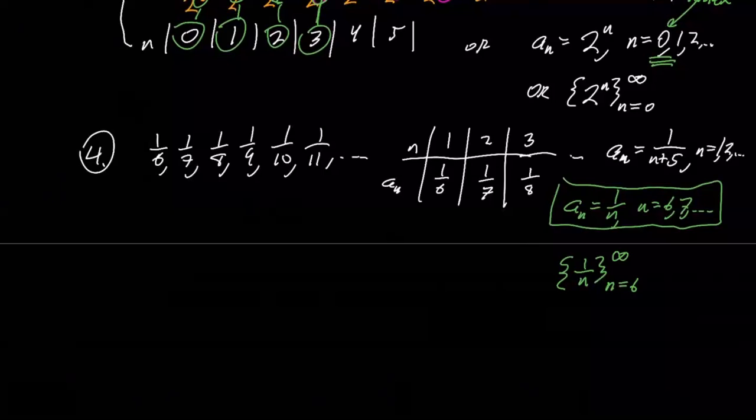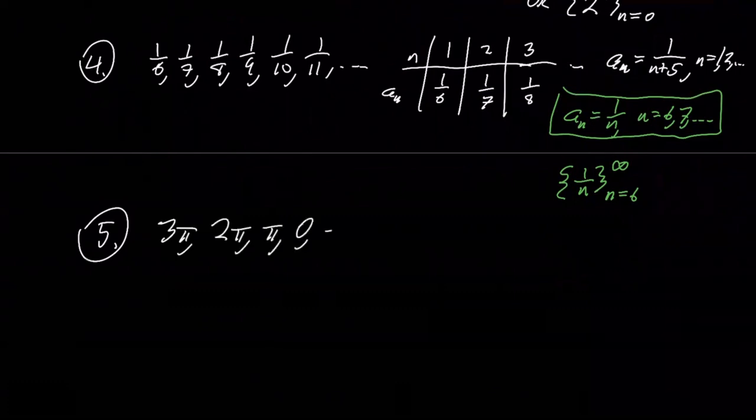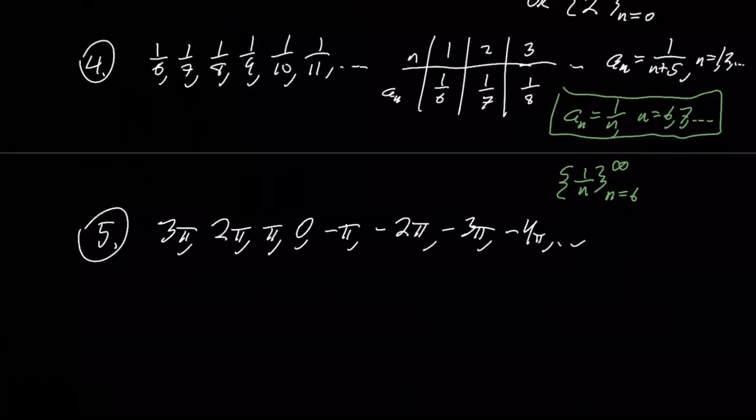You can get more and more clever about this. Let me give a couple more examples and then I'll wrap up. Here's a sequence. You can make up any list of numbers and call it a sequence. 3 pi, 2 pi, pi, 0, negative pi, negative 2 pi, negative 3 pi, negative 4 pi, and so on. So I'm just going down by pi each time.